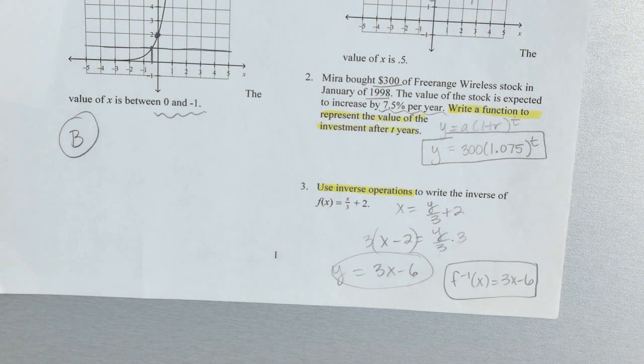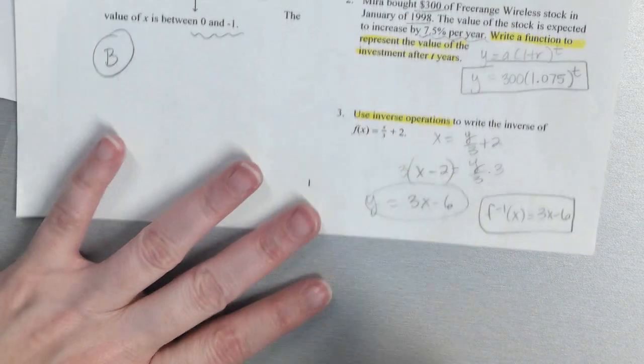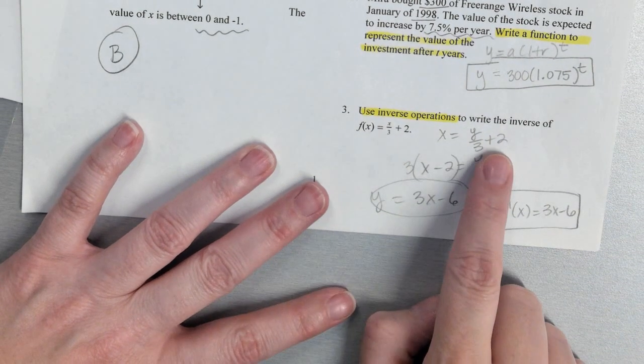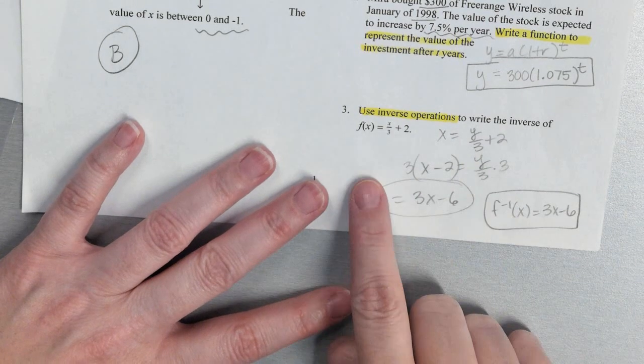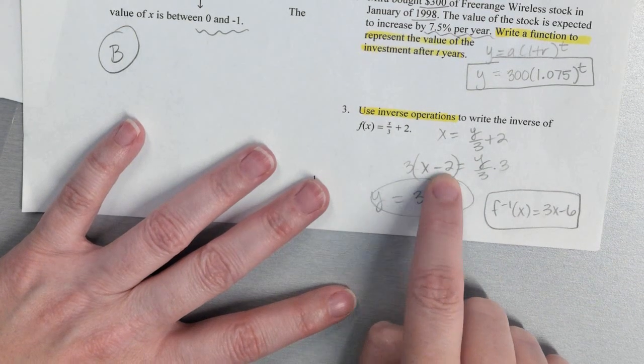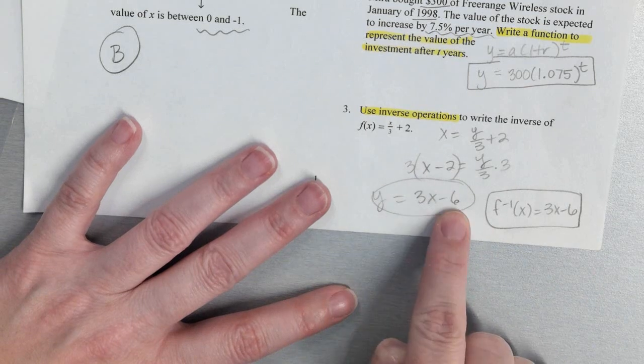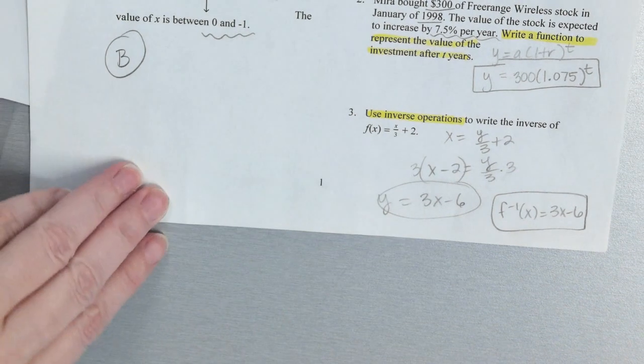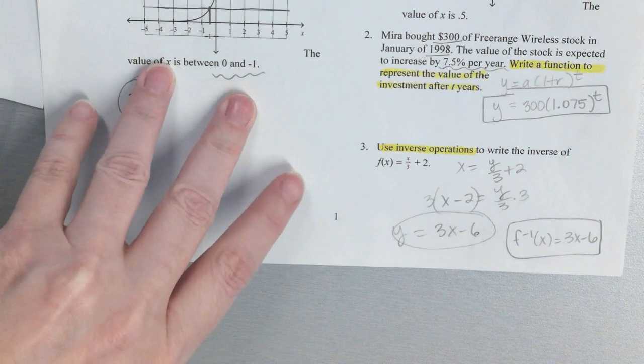And then for 3, the inverse operations, that was in 4.2. You have to switch the x and y and then solve for y. So do -2 and then multiply by 3. When you multiply by 3 to both sides, you have to distribute, and then that's your inverse notation. All right, let's go to the next page.